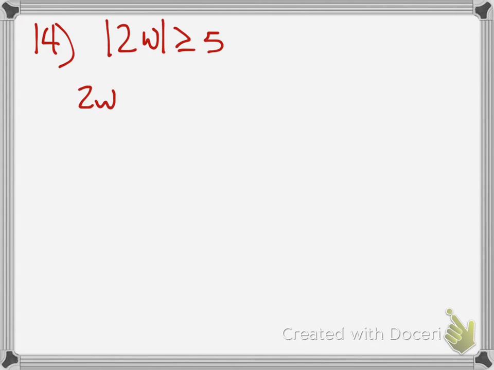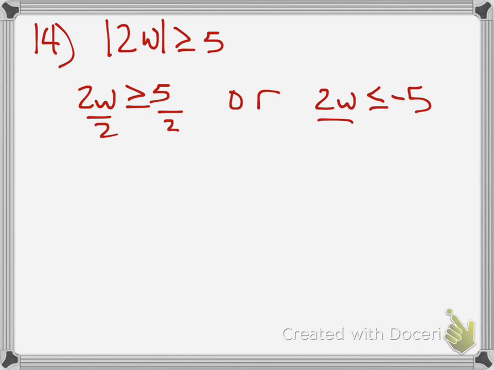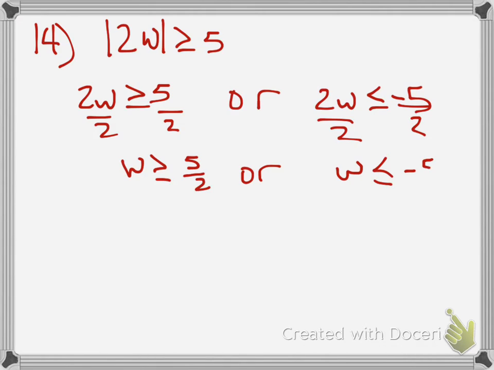All right, start with number 14. Absolute value of 2w greater than or equal to 5. All right, so this is a greater. That means it's 2w greater than or equal to 5 or 2w less than or equal to negative 5. Notice how I set that up. So that means divide by 2. You get w greater than or equal to 5 halves, or w is less than or equal to negative 5 halves.